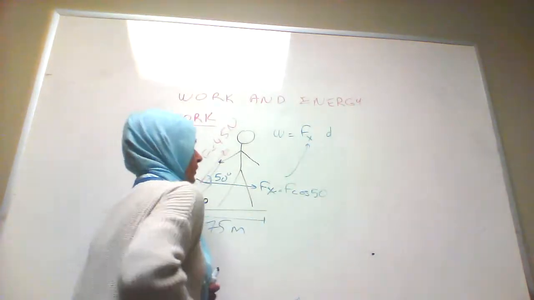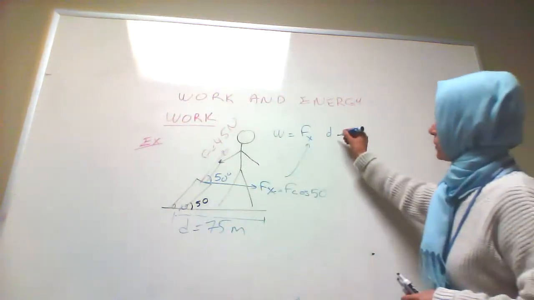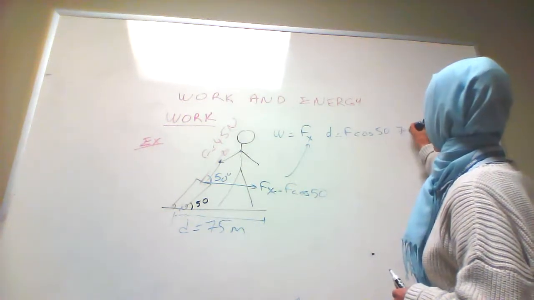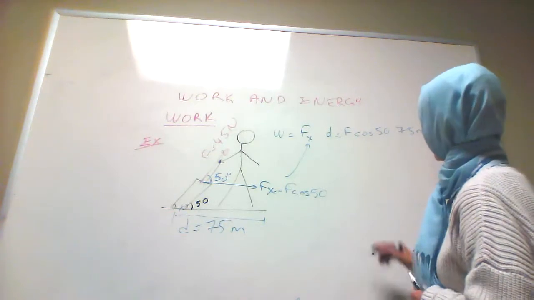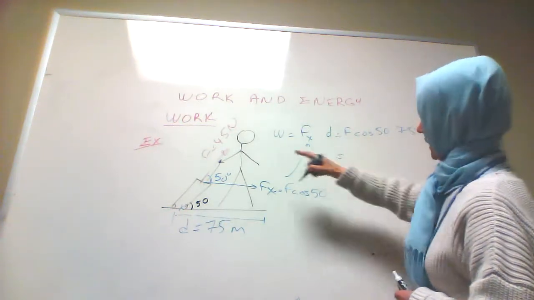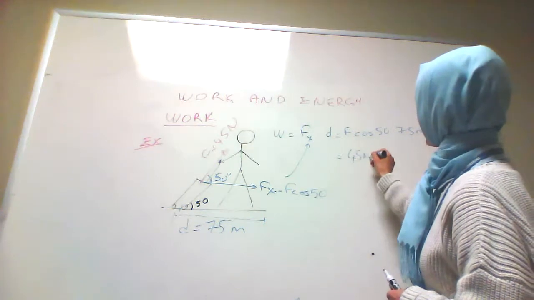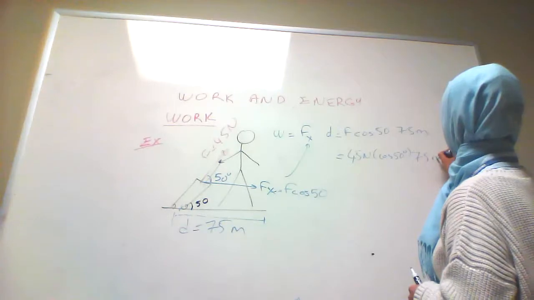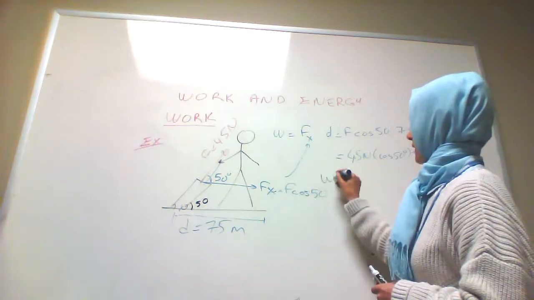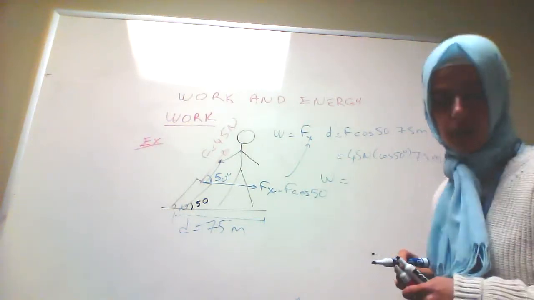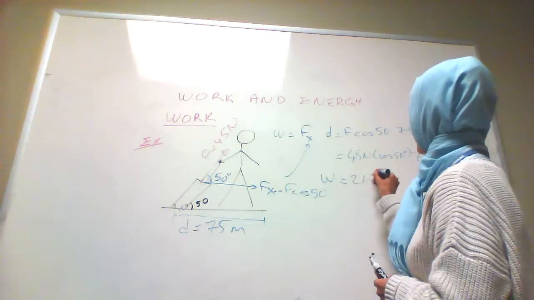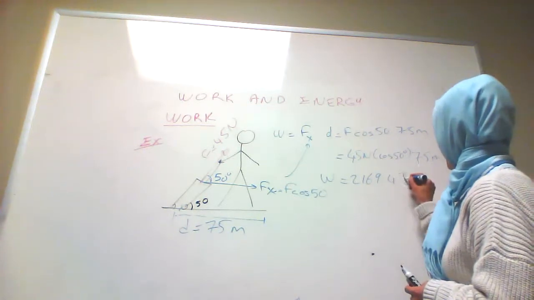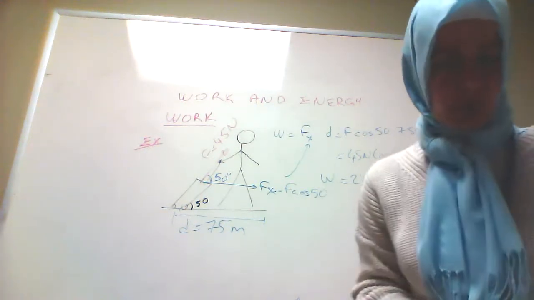Introducing that here, we have work done equal to F cosine 50 times 75 meters. F is 45 Newton times cosine 50 degrees times 75 meters is the answer. And the result should be 2,169.4 joules. Check that to see if it's correct, and correct me if I'm wrong.